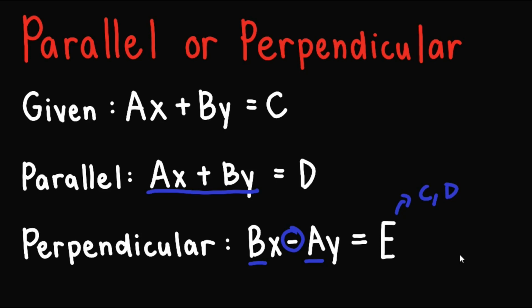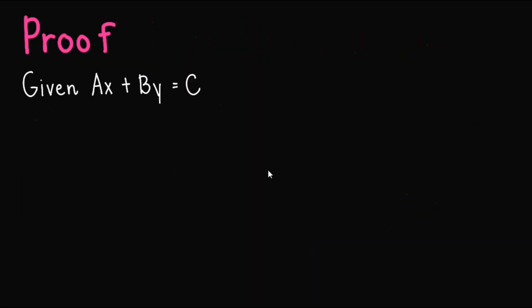I hope that you took note of this, as on the next slide we'll be showing a proof of how we arrived at this. So given ax plus by equals c, what we first do is write this in its slope-intercept form.